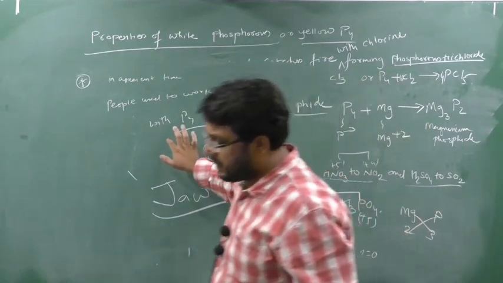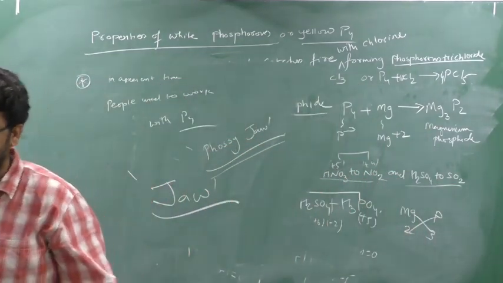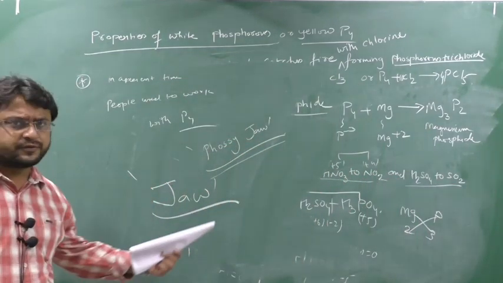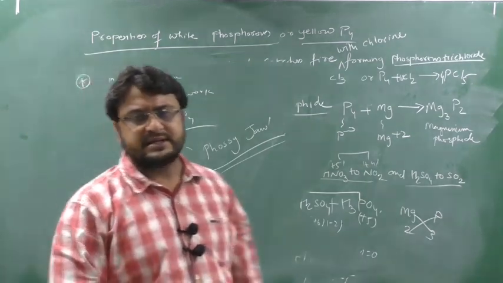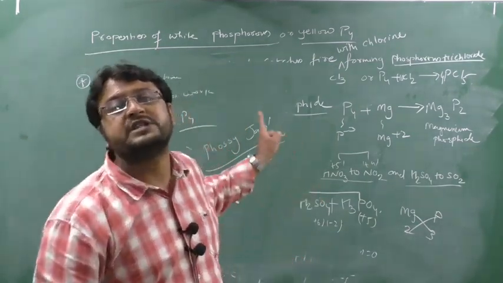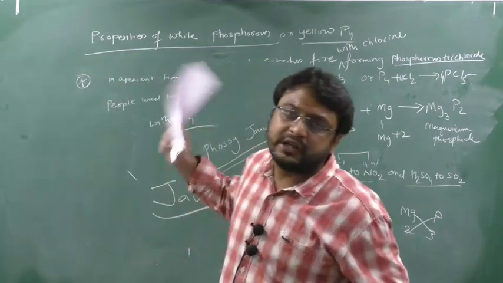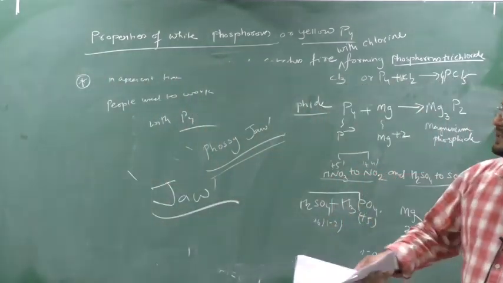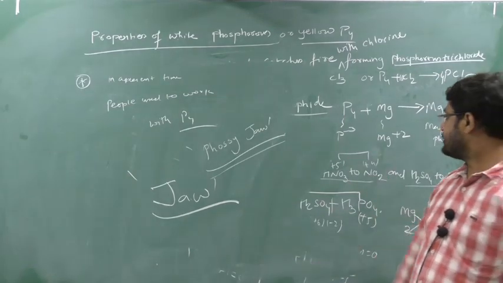Clear? You can remember one thing, this is not a very key point, but as you know white phosphorus, I told you in the previous section, is poisonous, so this kind of disease will develop. That's why people working with white phosphorus will develop a disease known as phossy jaw.